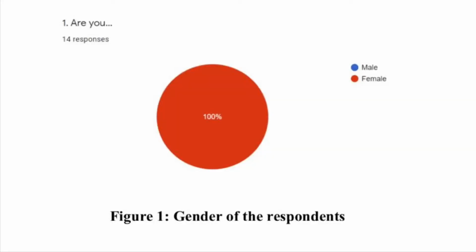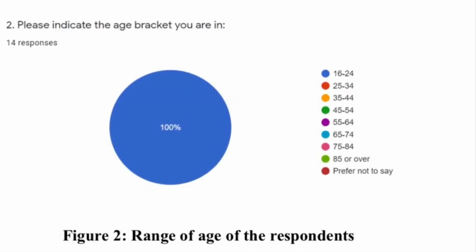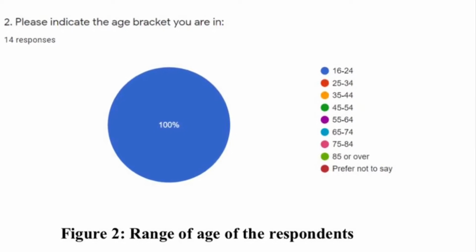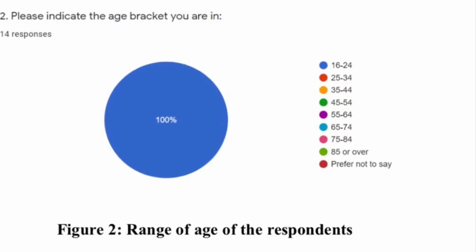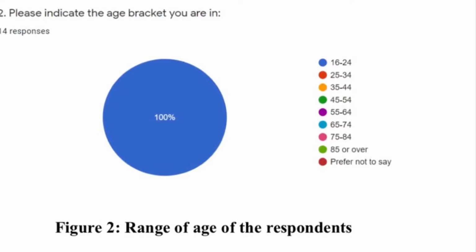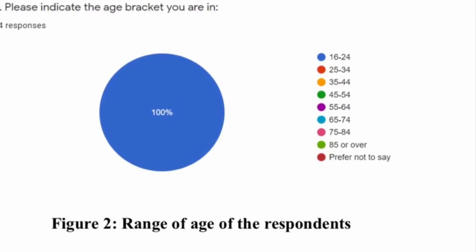The first section of this survey was to know about the respondents' background and qualifications such as their gender, age, income, and others. In light of Figure 1, 100% of the respondents were female and none of them was male. According to Figure 2, 100% of the respondents are between 16 to 24 years old, which means most of our respondents were teenagers and students. In this pie chart, we can conclude that the younger generation was alert about carbon footprint.